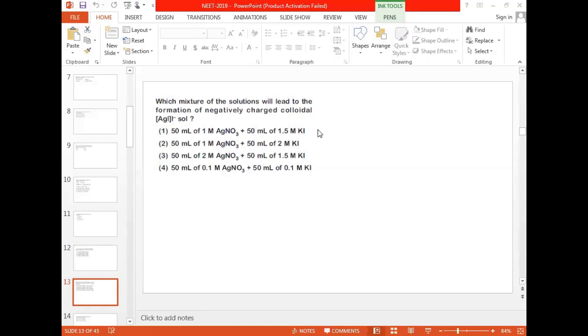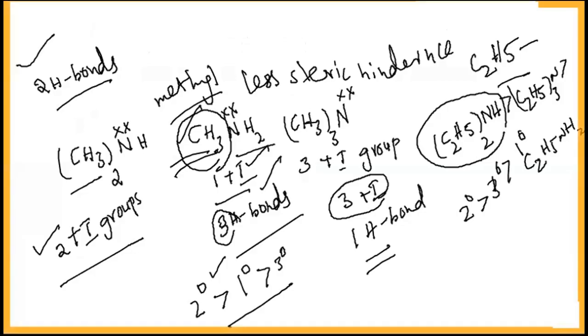Which mixture of solutions leads to the formation of negatively charged colloids? AgI, I minus sol. AgI, I minus sol, what is it actually? It is nothing but a negatively charged sol. In this negatively charged sol, we can take one statement here. That statement is the charge present on the colloids.